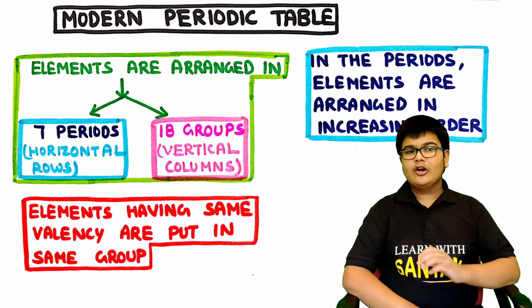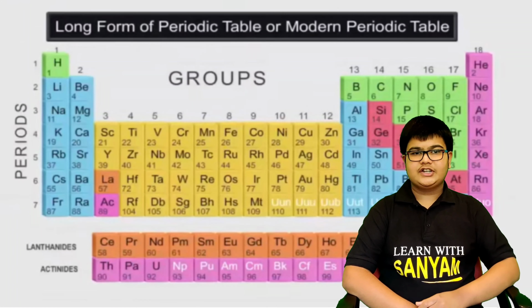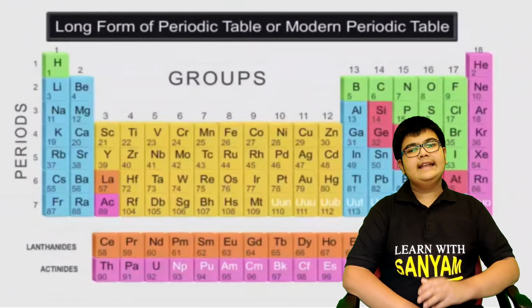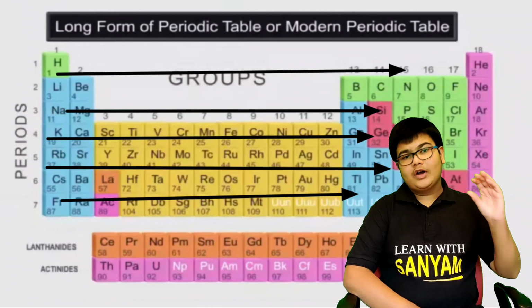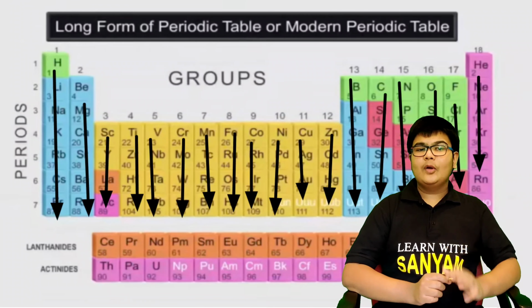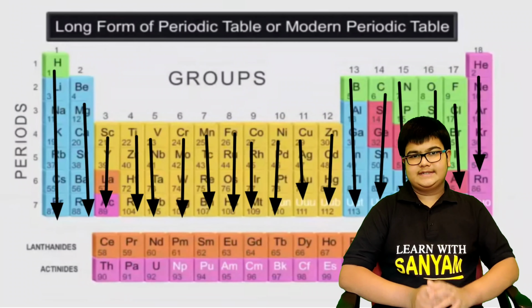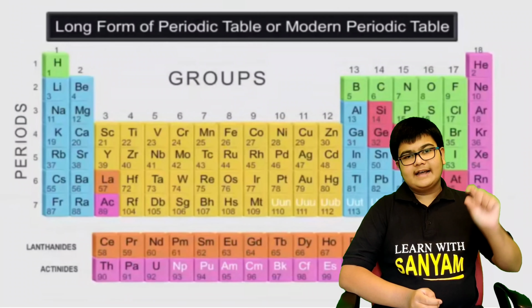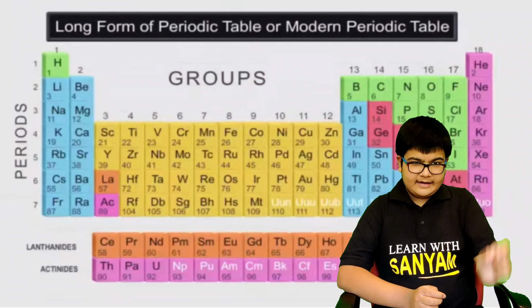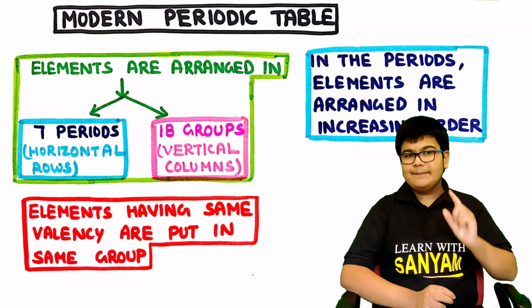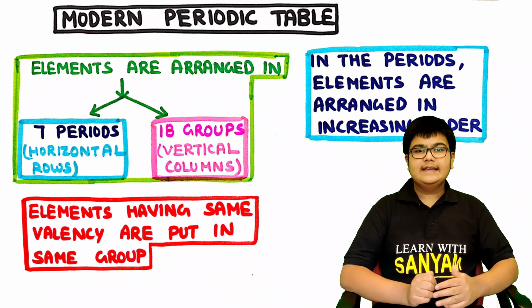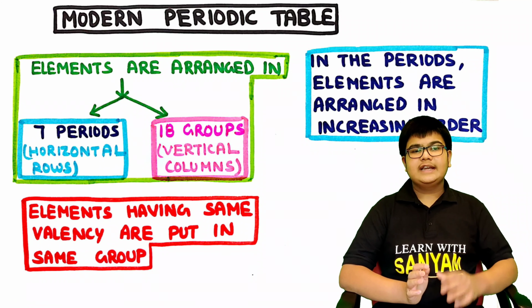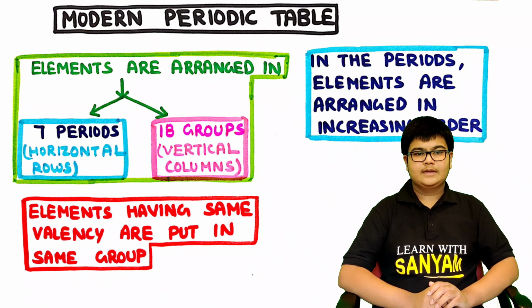So in the modern periodic table, elements are arranged in 7 periods and 18 groups. Now periods are the horizontal rows and groups are the vertical columns. So periods are horizontal and groups are vertical. There are 7 periods in the periodic table and 18 groups. Now let's see how the elements are arranged in periods and groups.